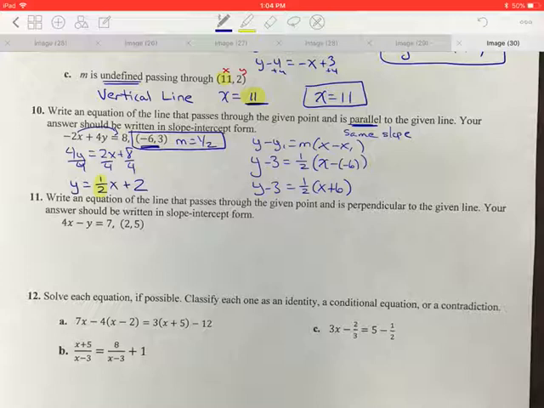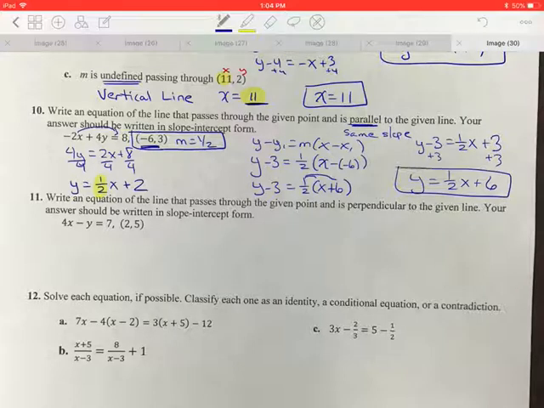I still need to solve for y, so I'm going to distribute that 1/2. And that's going to be 1/2 x plus half of 6 is just 3. So then to get y by itself, I add my 3 to both sides, and I get my equation as y equals 1/2 x plus 6.